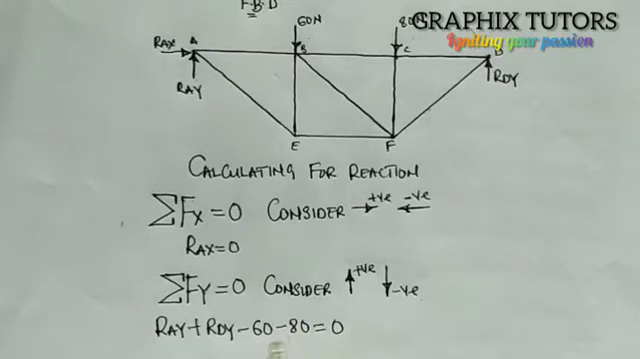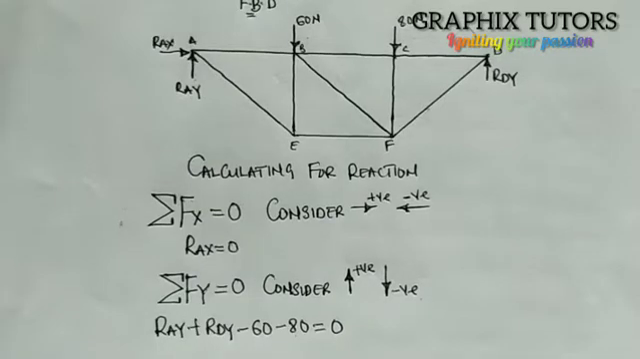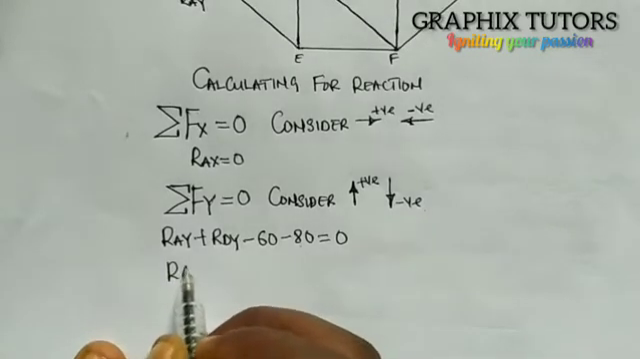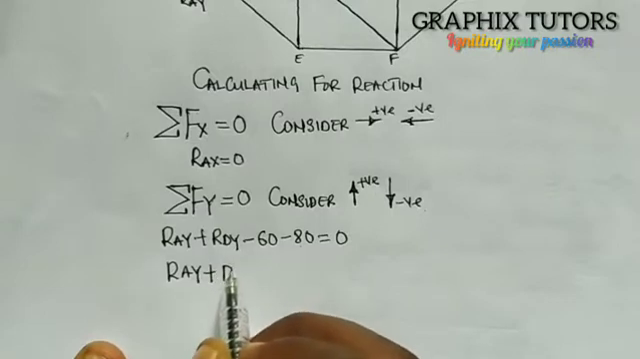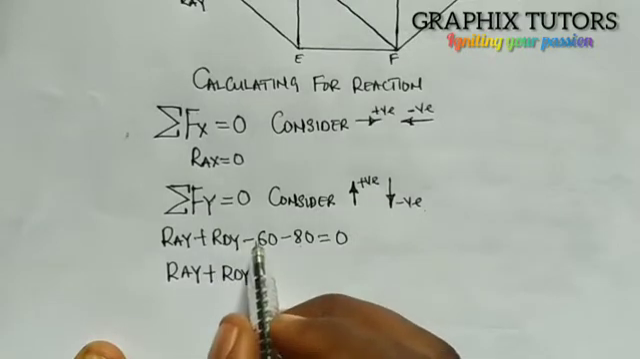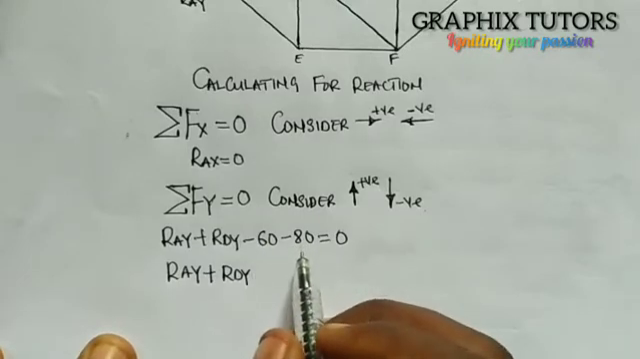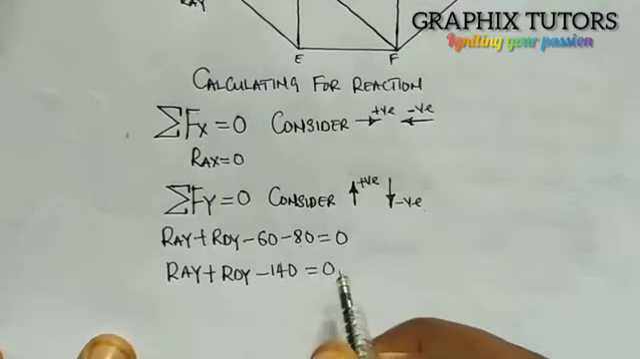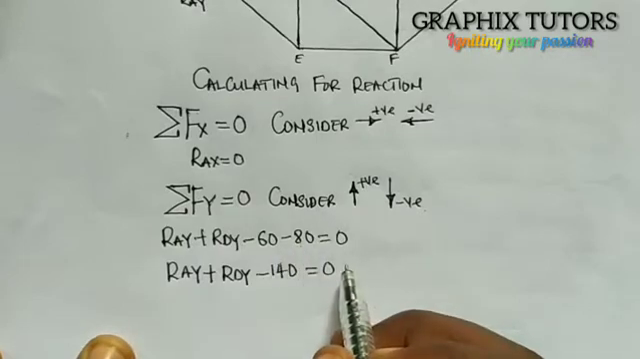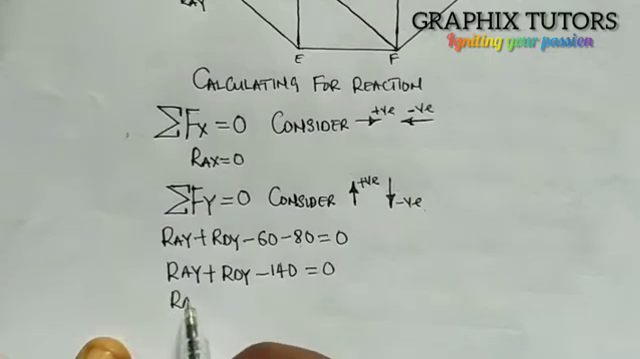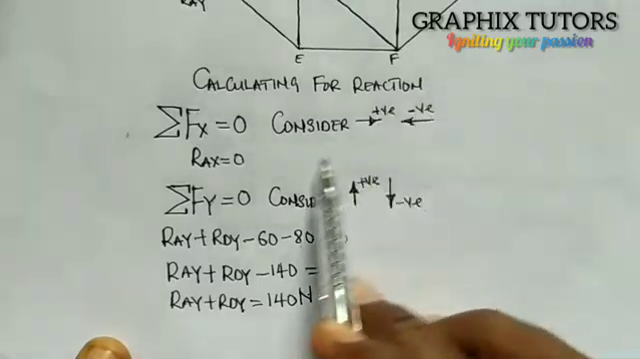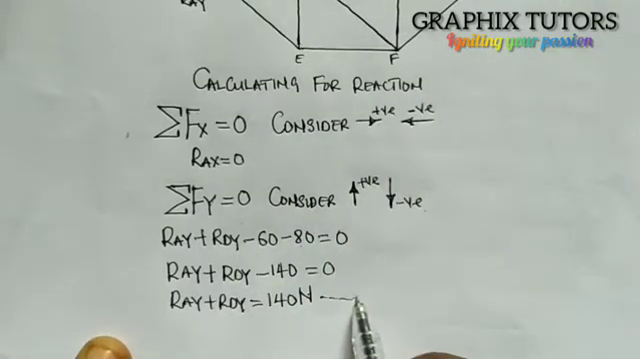Now if I sum these together, RAY plus RDY will be equal to 60 plus 80. That gives 140, so we have RAY plus RDY minus 140 equals 0. Now if I take the 140 to the other side of the equal sign, I'll have RAY plus RDY equals 140 Newton, because our forces are in Newton in this question. So that will be my equation 1.